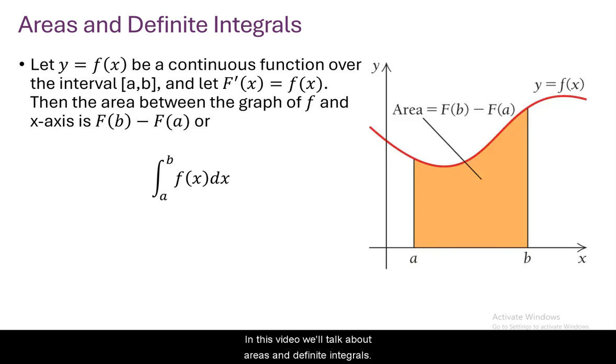In this video, we'll talk about areas and definite integrals. Let f be a continuous function over the interval [a, b], and let big F be the antiderivative of small f. Then the area under the graph of f and the x-axis can be calculated as F(b) minus F(a), or the definite integral of f from a to b.